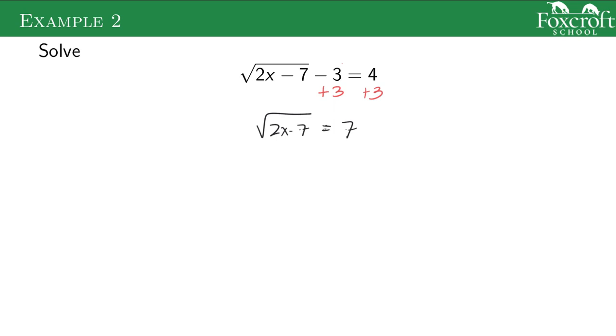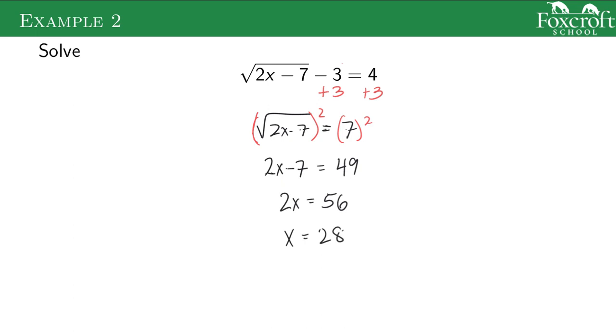And now that I have the square root by itself, now I can square both sides. And when I square a square root, it cancels out, so I get 2x minus 7. It just cancels out that square root. On the right, I have 49. I'm going to add 7, and then divide by 2. That's 25 plus 3, 28.